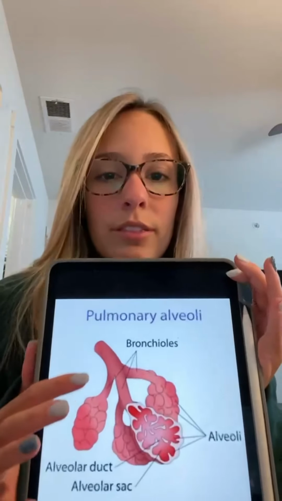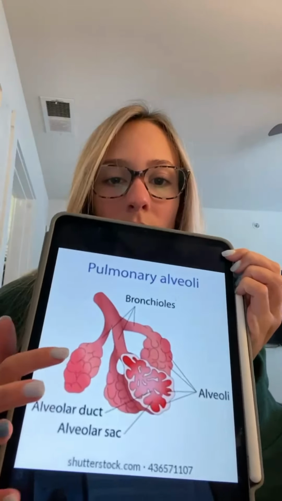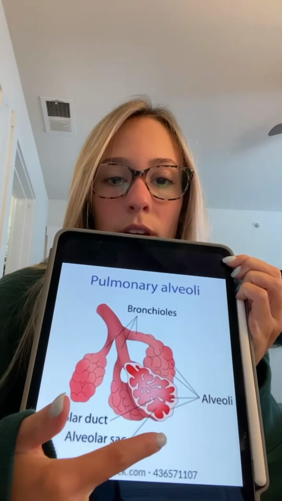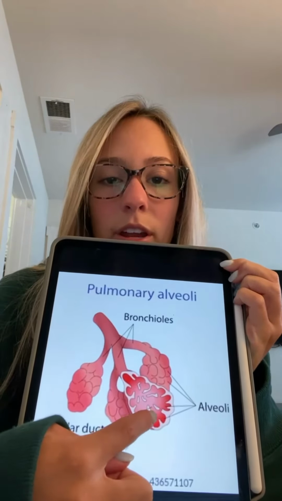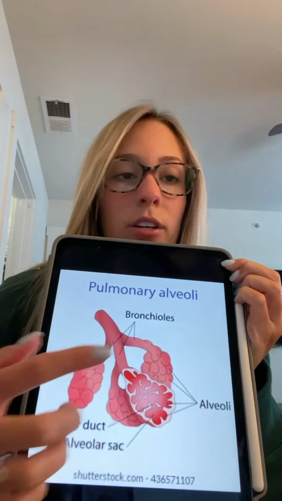I'm going to be talking about alveoli and alveolar ducts. So here's a picture. The alveoli are the little ends. The alveolar sac is right here, and the ducts are right here. So the alveoli are where the lungs and the blood exchange oxygen and carbon dioxide during the process of breathing in and out. Oxygen breathed in from the air passes through the alveoli into the blood and travels to the tissues throughout the entire body.